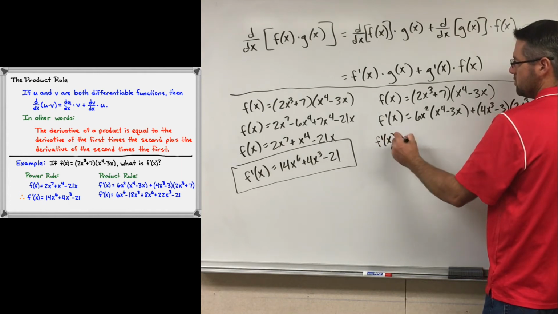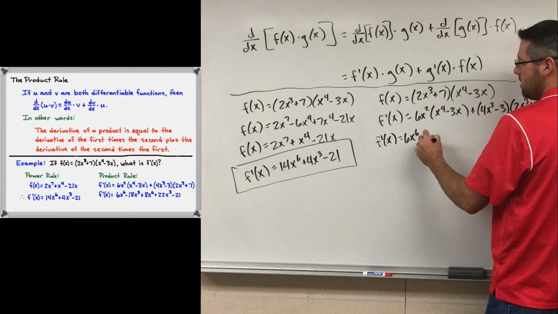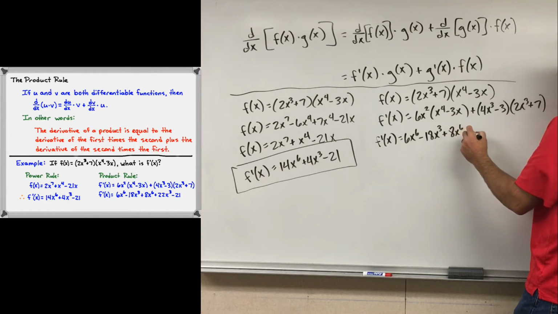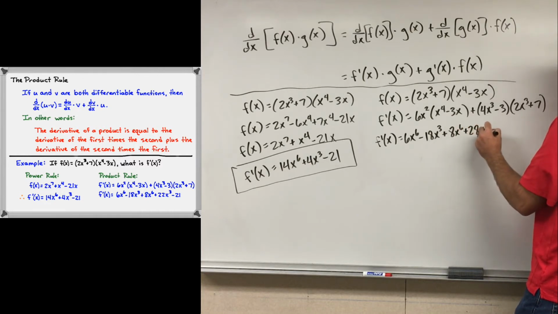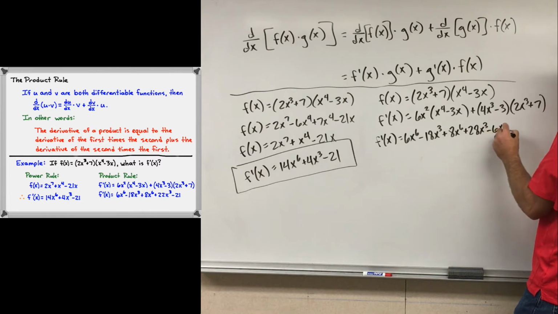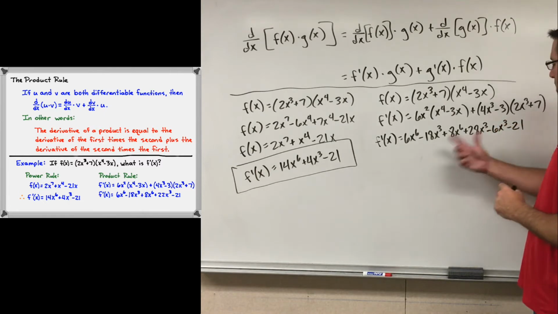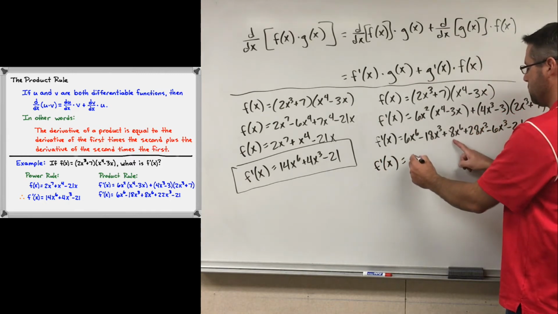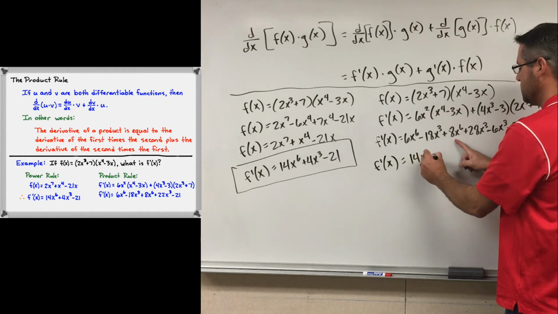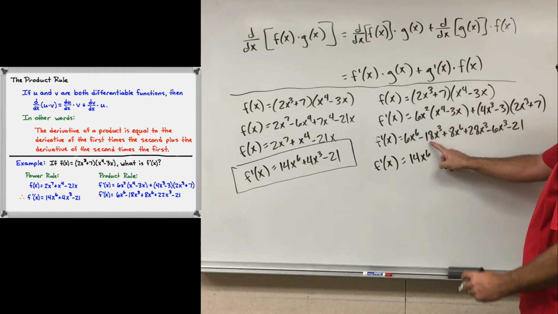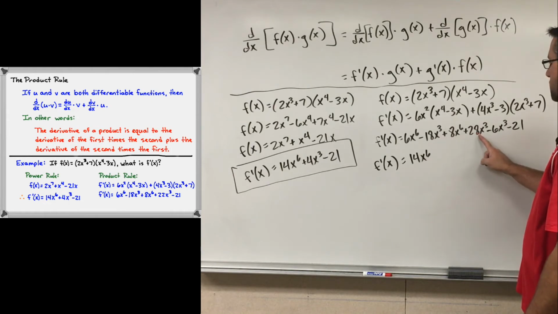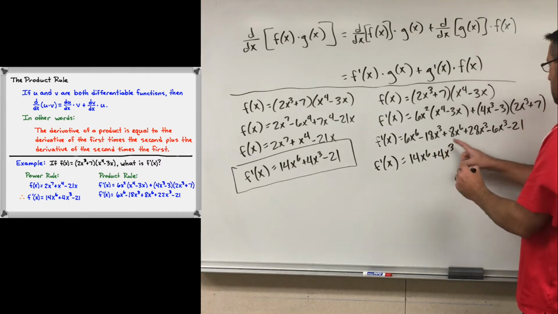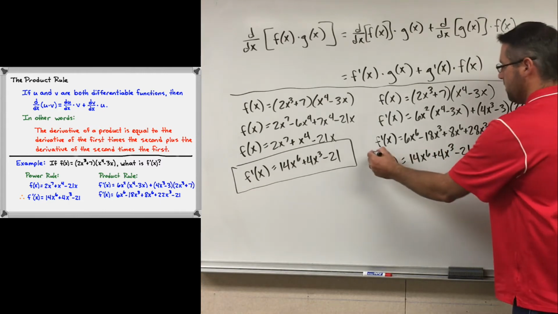So we're going to go ahead and distribute. We end up with 6x to the 6th minus 18x cubed. And then here we end up with plus 8x to the 6th plus 28x cubed minus 6x cubed minus 21. And then we'll combine like terms. f prime of x would equal 6x to the 6th and 8x to the 6th is 14x to the 6th. Let's see, negative 18x cubed plus 28x cubed is 10x cubed, minus 6x cubed is 4x cubed, okay, and then minus 21 left over.